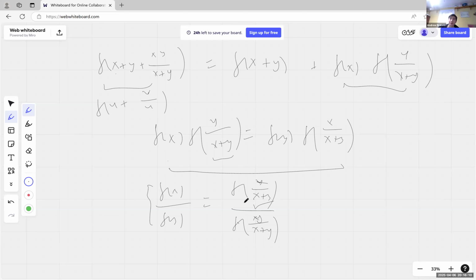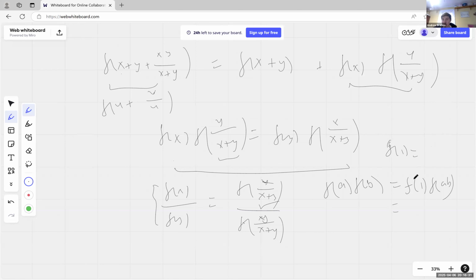It's basically homogeneous. If you multiply both the numerator and denominator by some specific value, then you can shift both sides of the equation to get effectively that f of a f of b is equal to f of 1 f of ab. The function is basically multiplicative, but shifted by a constant. So if we let f of 1 be some constant c, then for all a and b, f of a f of b is equal to c f of ab.